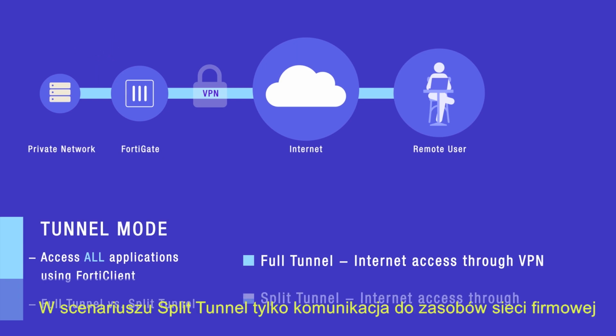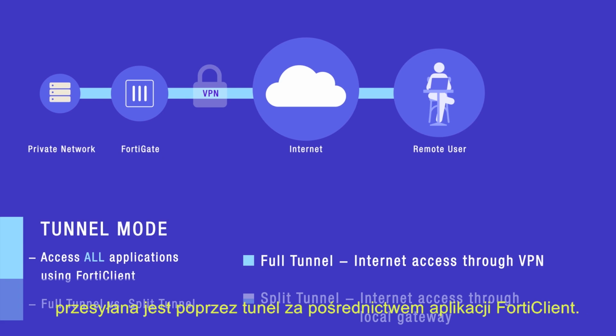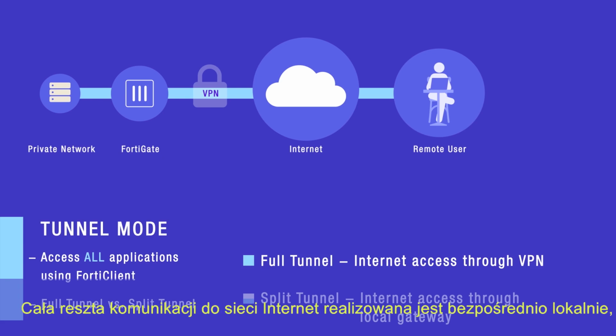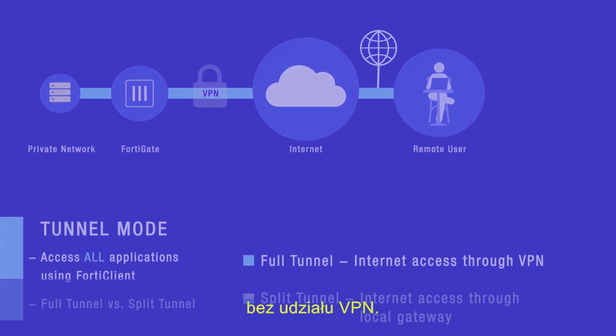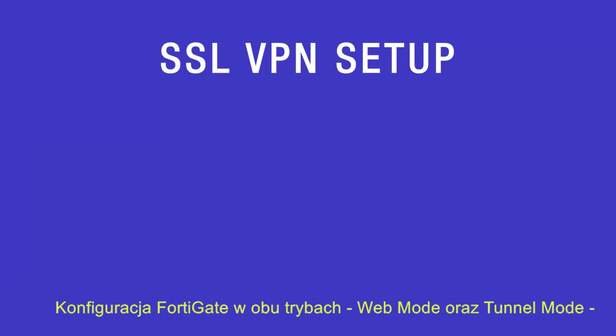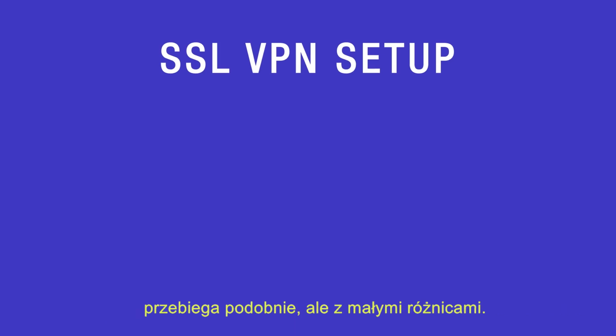In the split tunnel mode, the remote user will access the private network through a secure VPN tunnel using the FortiClient, but the remote user will still be able to access the internet directly without going through the SSL VPN. The FortiGate setup follows the same steps for both the web and the tunnel mode, with only minor differences.